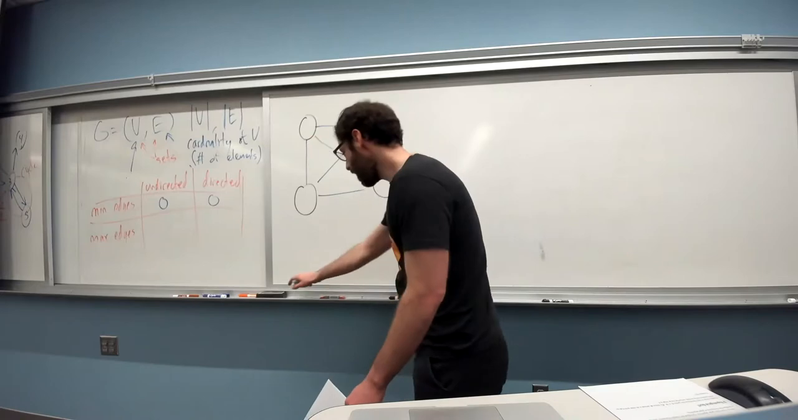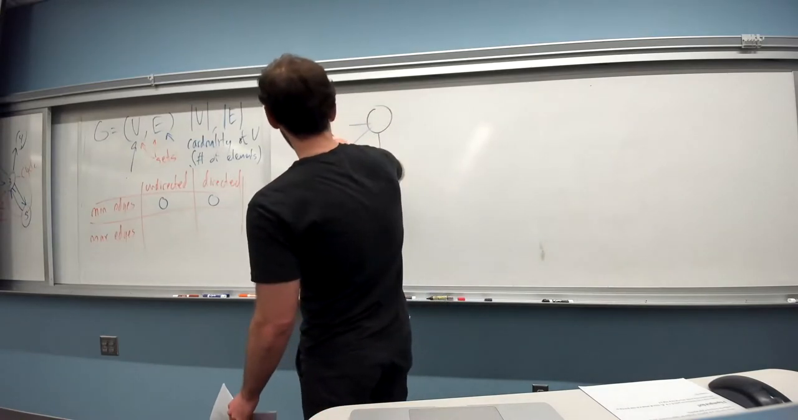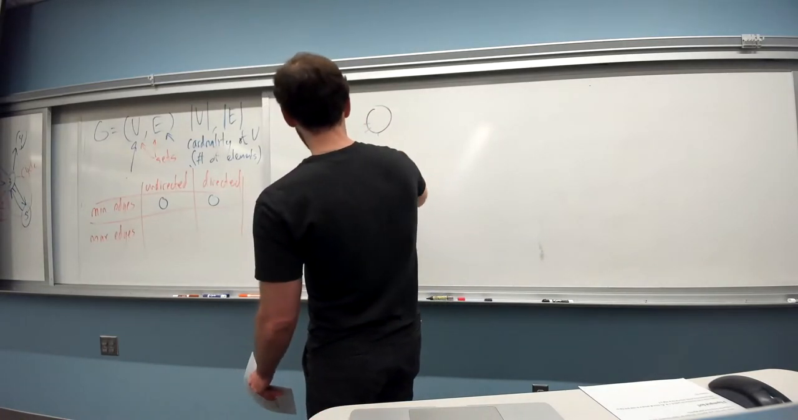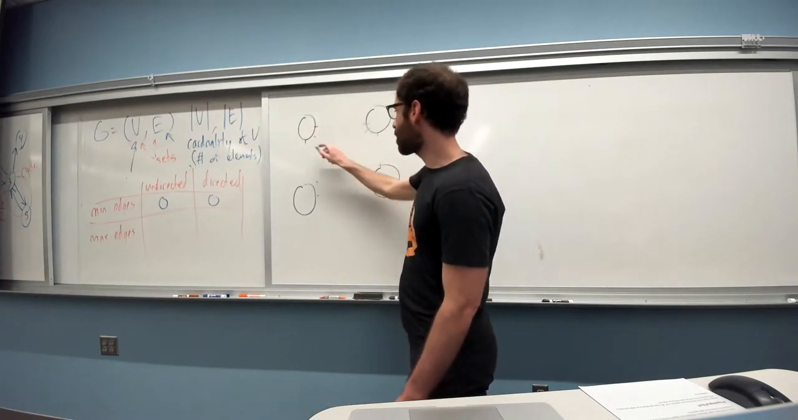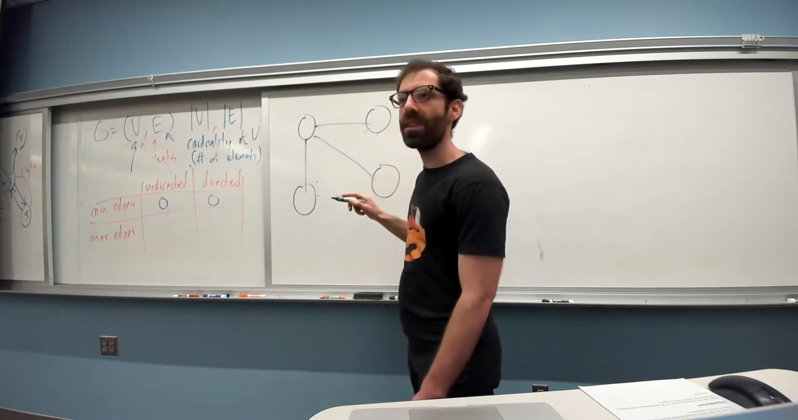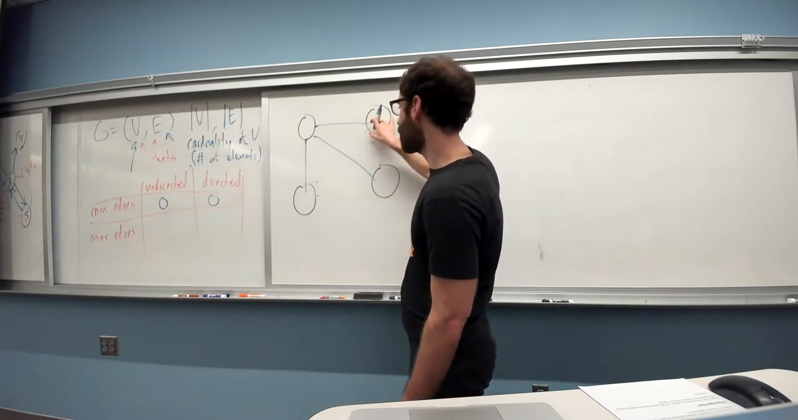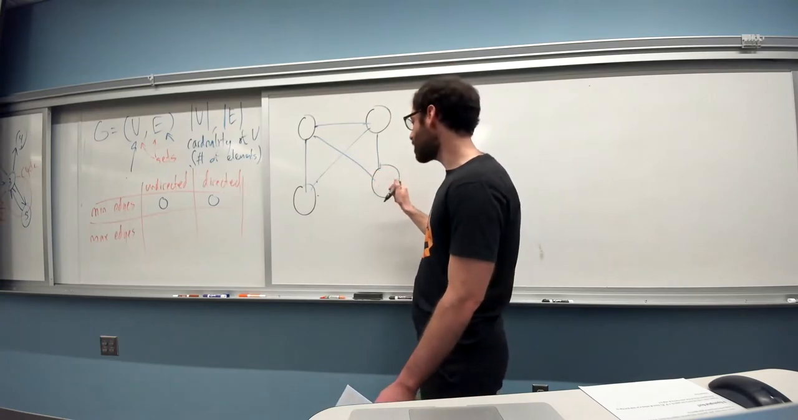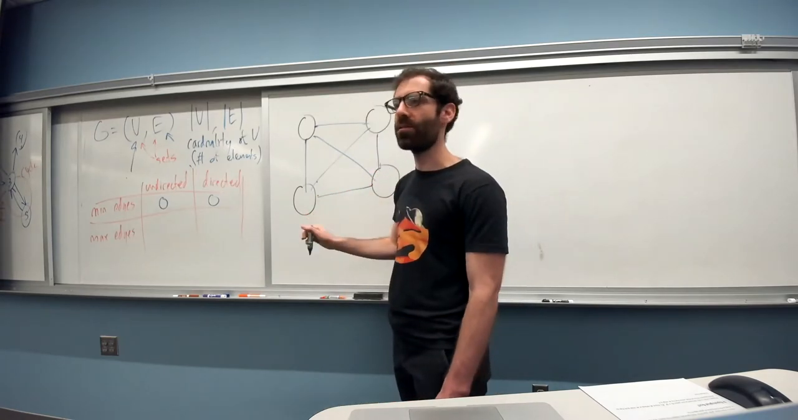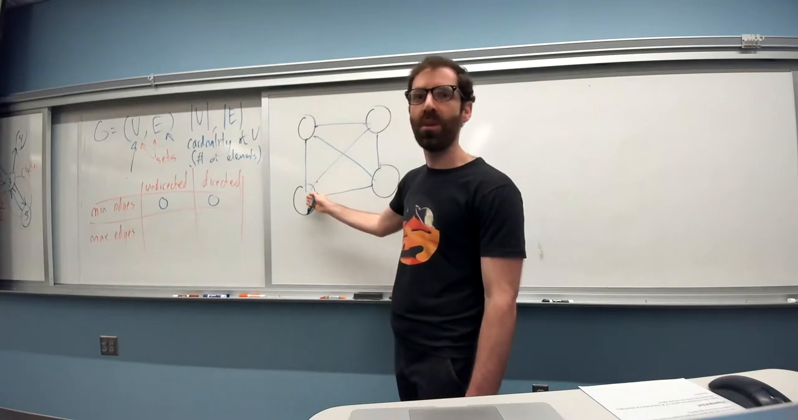If we had no edges, I could go to a first node, and that has 3 edges coming out of it that I can draw. Then I go to the next node, and there are 2 edges coming out of that left to draw. Then I go to the next node, and there's 1 edge coming out of that left to draw, and then the last one, 0.